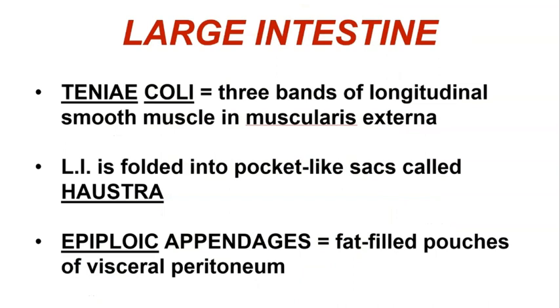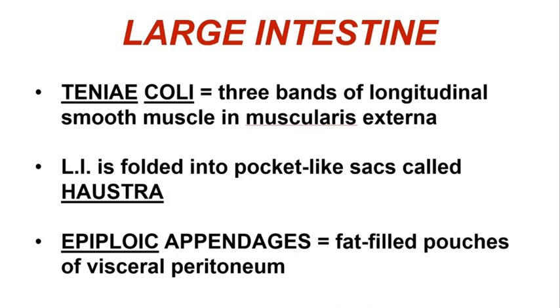In general, the large intestine has several main structures that are seen on its surface. The first are the tinea coli. These are 3 bands of longitudinal, so that is lengthwise, smooth muscle located in the muscularis externa. The pull from the muscle in the tinea coli folds the walls of the large intestine into pocket-like sacs that are called haustra.